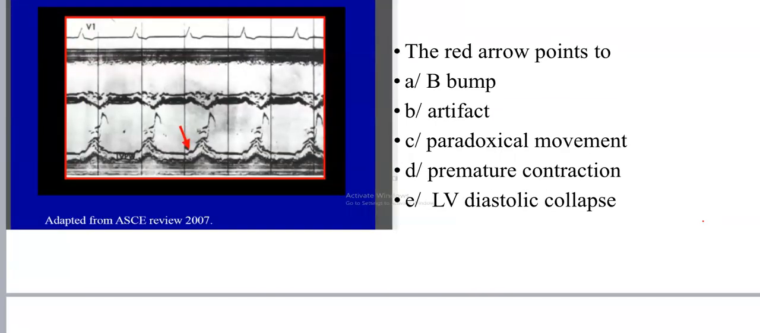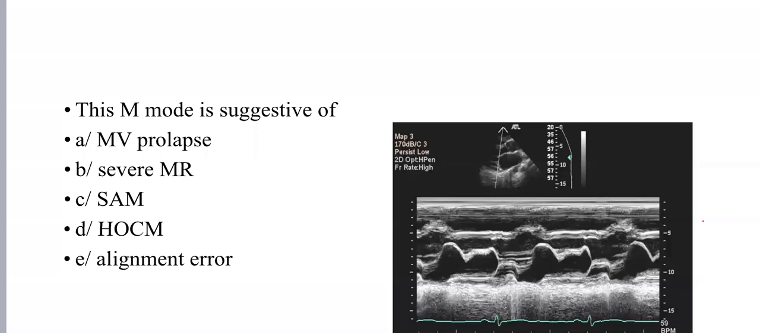Okay. This M mode is suggestive of mitral valve prolapse, severe MR, SAM, HOCM, alignment error. So what do you think here? HOCM. Look at it again. HOCM and SAM is more. There is no SAM. Prolapse. Prolapse. The posterior mitral valve leaflet.